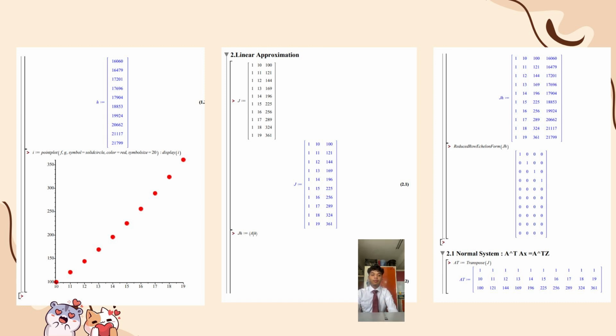Third, solving the normal equation. To solve for the coefficients, we compute J transpose J, and J transpose H, the projection of data onto the model space, and lastly row reduction gives us the coefficients for the best fit quadratic equation. Determinant 43,516 confirms a unique solution exists.